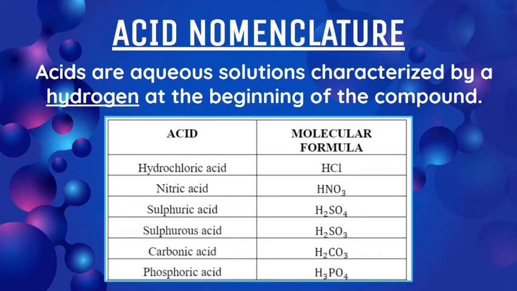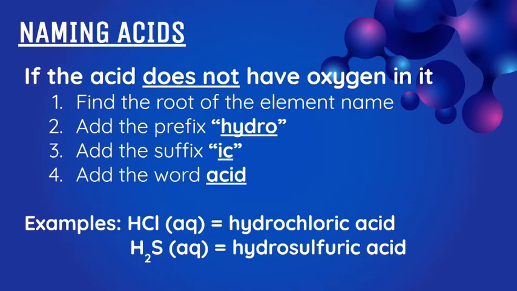So, for example, hydrochloric acid will be our HCl. Nitric acid will be our HNO3. Sulfuric acid, our H2SO4. So again, for all these acids, we have a hydrogen out front. Now, we do have three different ways that we're able to name acids.